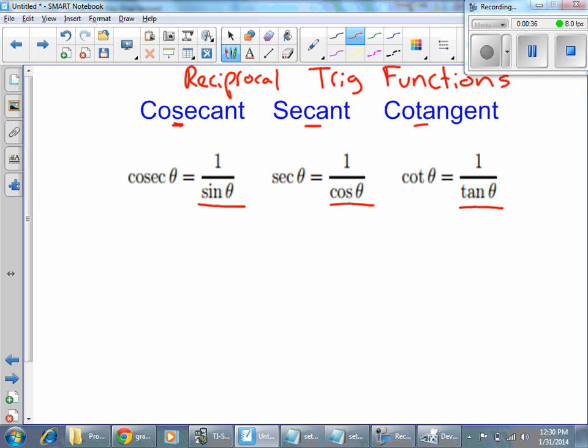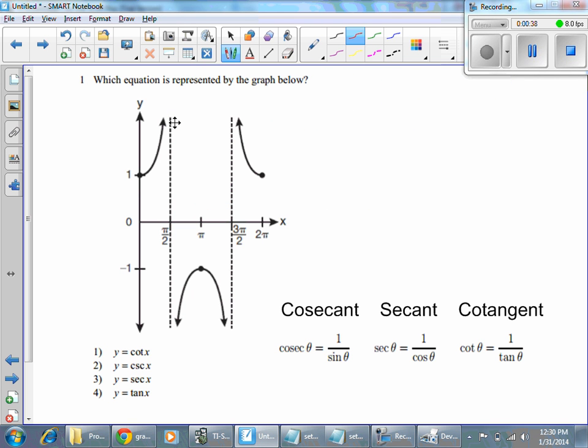We can use all of this knowledge to solve problems like this that we might see on a state exam. This problem asks which equation is represented by the graph below, and it gives us 4 different options. We can use our graphing calculators to solve this problem. In order to do so, the first thing we need to do is take note of what our window settings on our calculator are going to have to be.